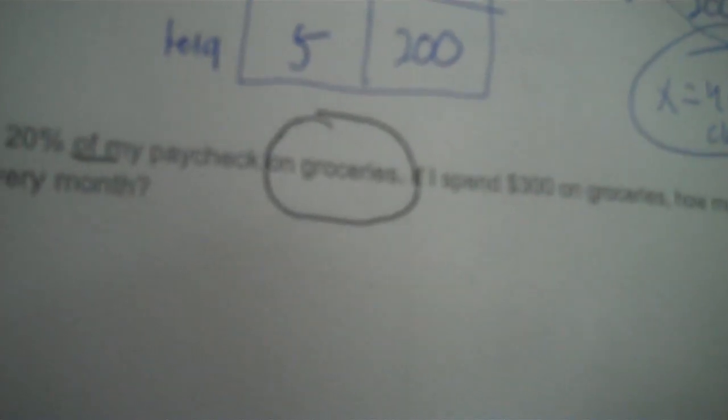Percent. I spent 20% of my paycheck on groceries. If I spend $300 on groceries, how much money is in my paycheck? Does a percent have an of after it? Aha, it does. So if it has an of, we go to our same box here. Instead of a fraction, it's a percent.